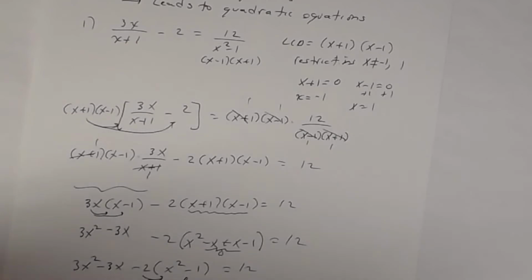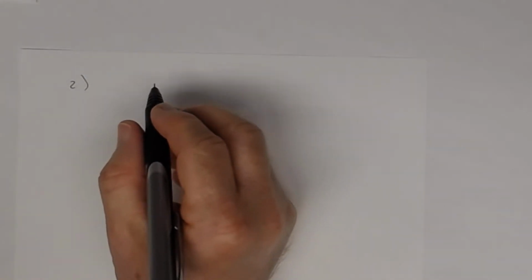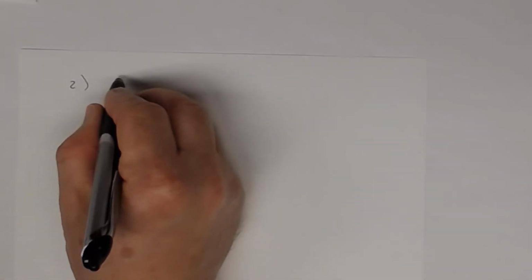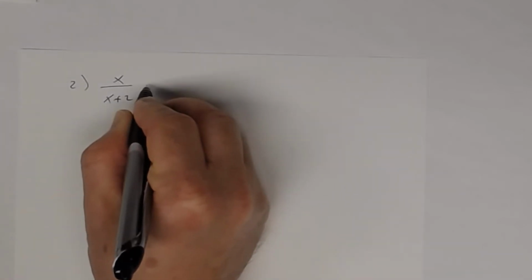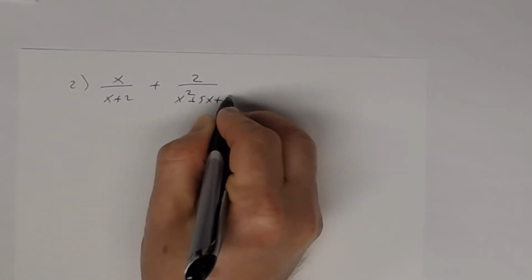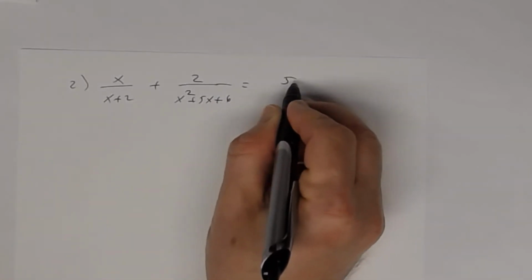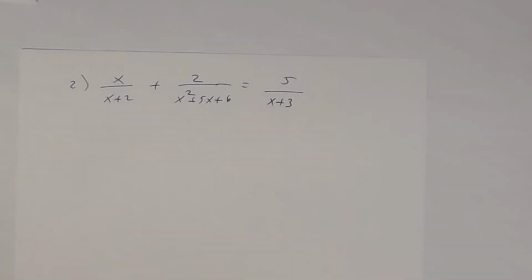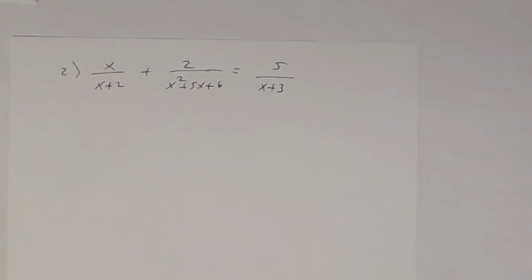So suppose in number 2, I have this equation. Let's do x divided by x plus 2 plus 2 divided by x squared plus 5x plus 6 equal 5 divided by x plus 3. All right, so let's suppose I had that. Just like we did before, we have to find the least common denominator. Before I find the least common denominator, I have to factor all of those denominators.